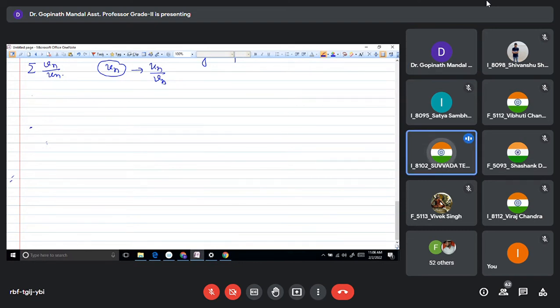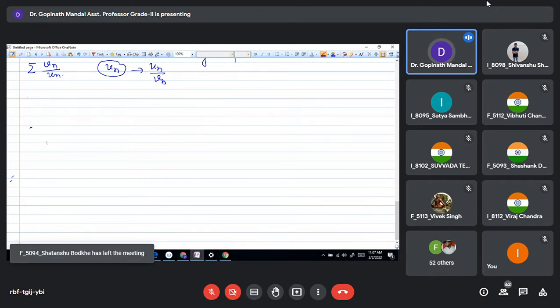Sir, in the previous sum, Vn is not a P series. So first you have to prove Vn is convergent or divergent. You can say Vn is convergent or divergent by a P series or by a geometric series. If you take any series that is not a P series or geometric series, then you have to first prove that Vn is convergent or divergent. There are many methods we are coming to.